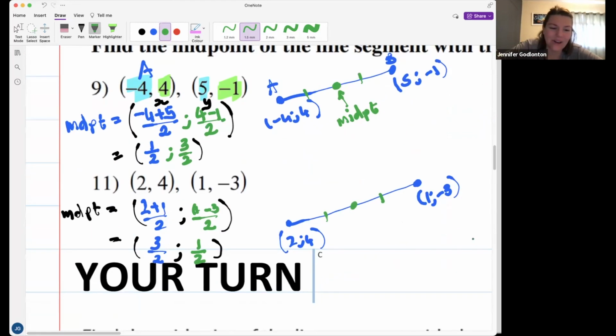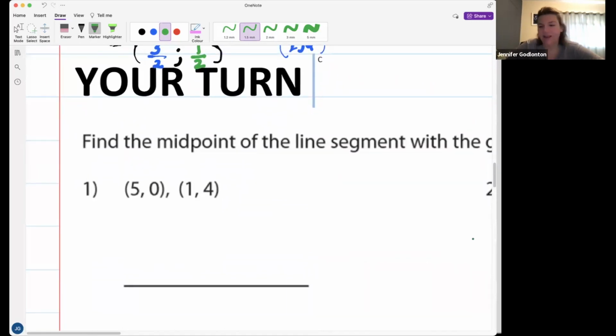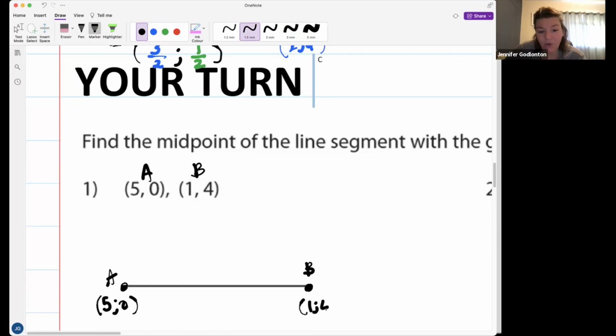Cool. Okay. So let's give some of these a go. Let's see if we can get 100% for these questions. We've got point A and we've got point B. Point A is 5 and 0, and point B is 1 and 4. And I am wanting to know what my midpoint is. Go. Tell me what my coordinates are. Let's see if we can get 100%.